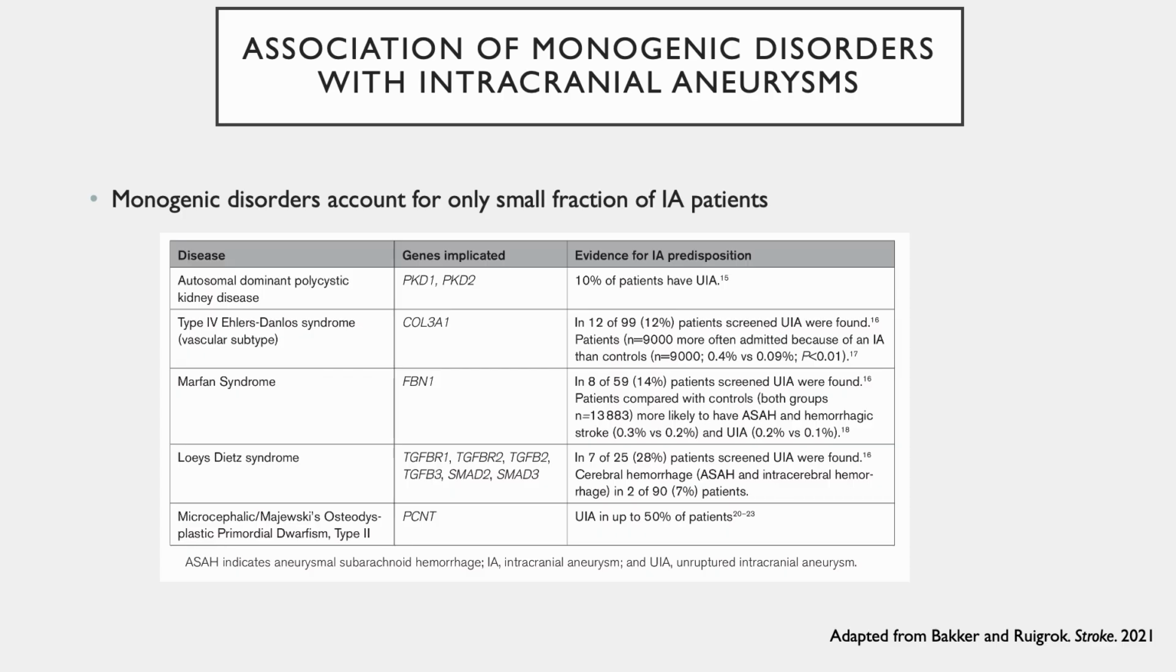Before I get into GWAS, I want to briefly mention monogenic disorders and how they associate with intracranial aneurysms. So autosomal dominant polycystic kidney disease has been shown to be associated with intracranial aneurysms. Other connective tissue monogenic diseases such as Ehlers-Danlos, Marfan, and Loeys-Dietz syndrome have also been shown to be associated with intracranial aneurysms. And additionally, microcephalic osteodysplastic primordial dwarfism has also been shown to be associated with intracranial aneurysms. But importantly, monogenic disorders account for only a small fraction of intracranial aneurysm patients overall.